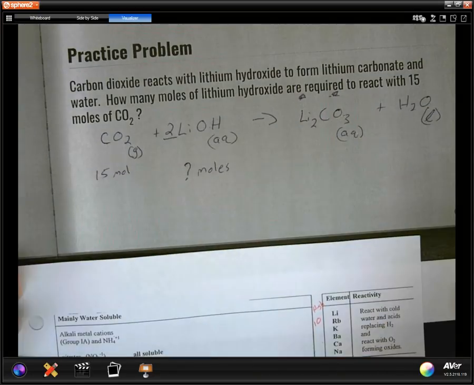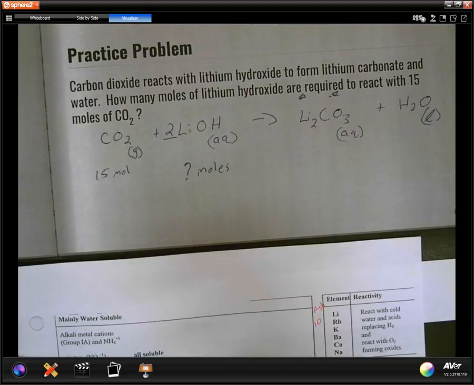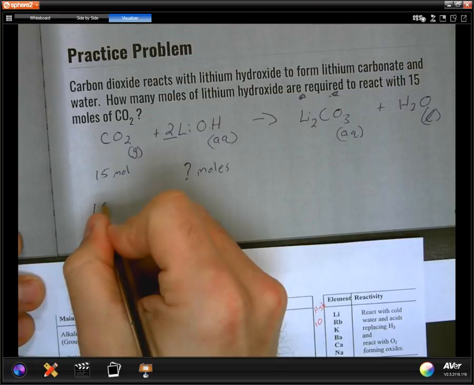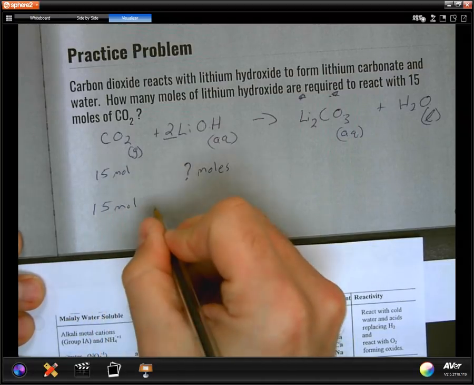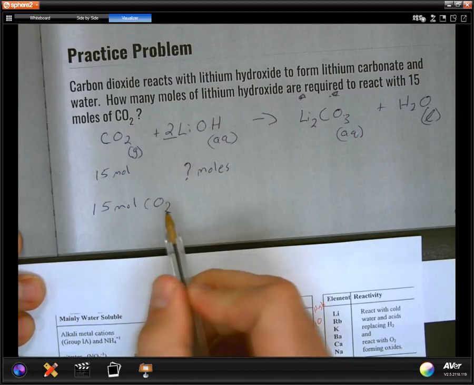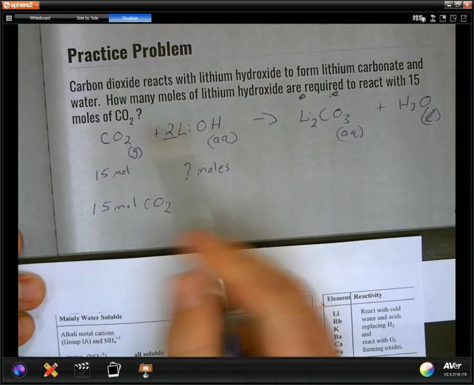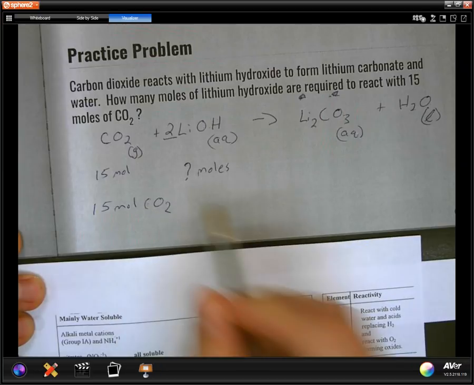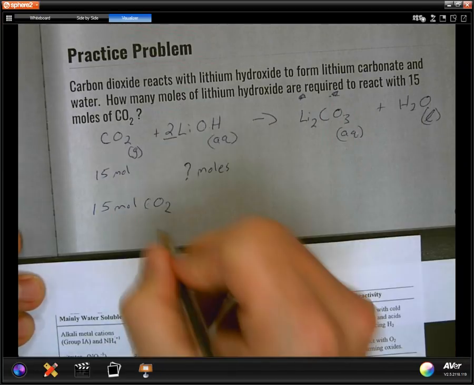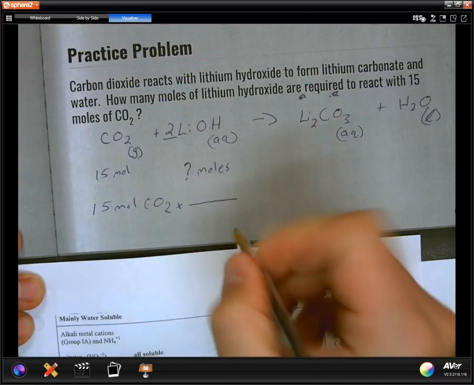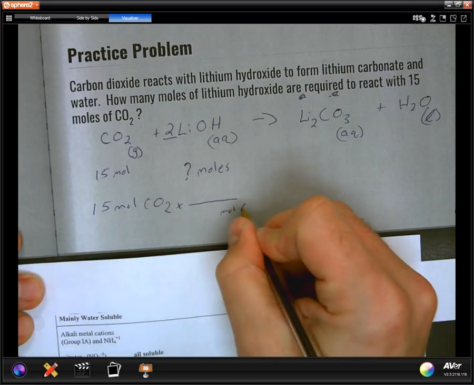So all we're doing is the 3 steps that we did before. We're going to write down what we know. We know from the problem we have 15 moles of carbon dioxide. Here it's really important you keep the name of the chemical, because now we're starting to transfer between chemicals. So again, 15 moles of carbon dioxide. I just got that from the problem. We're going to do step 2, which is follow your units: mole of CO2, mole of CO2.